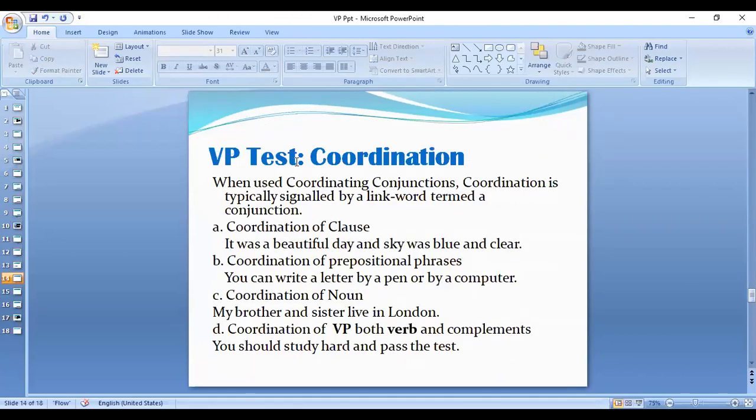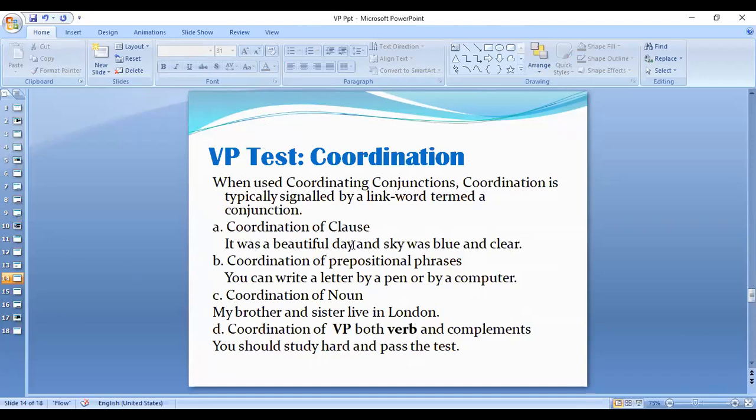Verb phrase testing, another approach is coordination. Mainly here we use coordinating conjunctions. Coordination is typically signaled by a linking term, a conjunction. With the use of a conjunction, we can identify whether it is a verb phrase or not. For example, one is coordination of clauses. Coordinating conjunctions are mainly for, and, but.